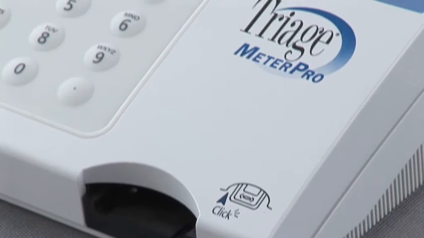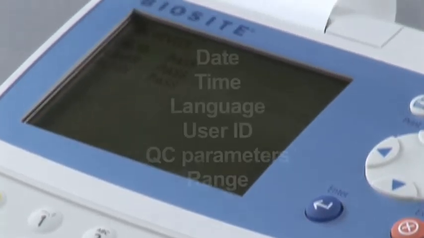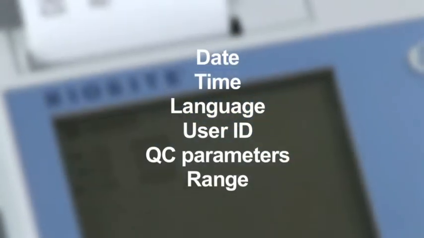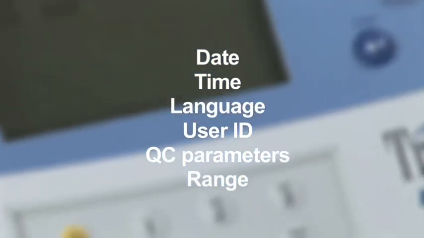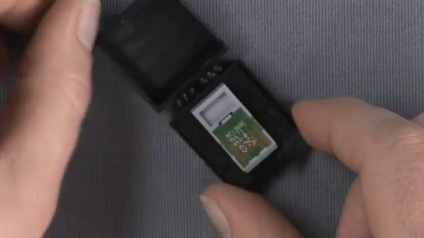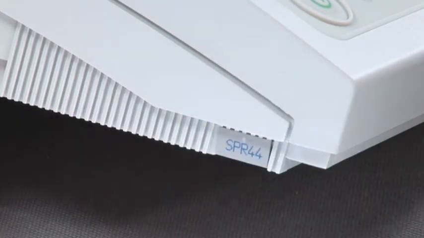Supervisor functions for the installer. The following program is designed to train supervisors on the advanced features of the Triage meter, including date and time settings, language, user ID management, QC parameters, normal ranges. These features can only be accessed when the Supervisor code chip is inserted in the meter.